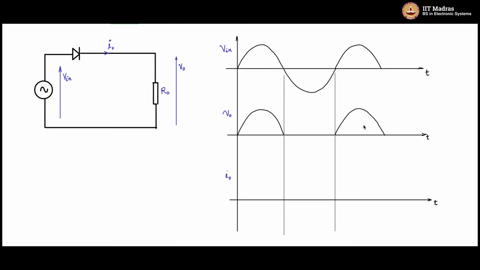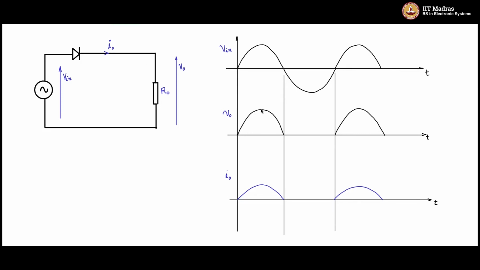I0 will appear exactly similar in shape as the V0 waveform, because that is what is appearing across this, and this load being resistive, V0 by R0 will be the current. So the current waveshape also will be exactly similar to the V0 waveshape, except that the amplitude will be different, and the amplitude is defined by V0 by R0, which will be I0. So these are the waveshapes that you are seeing for this particular circuit.